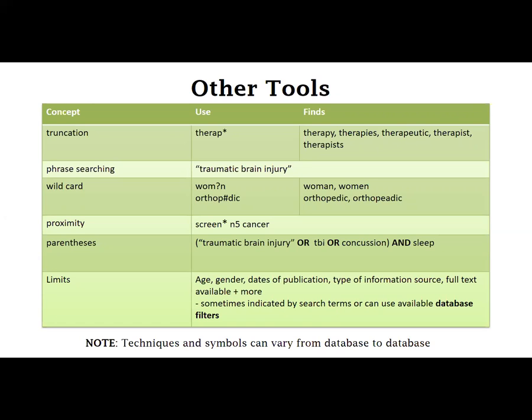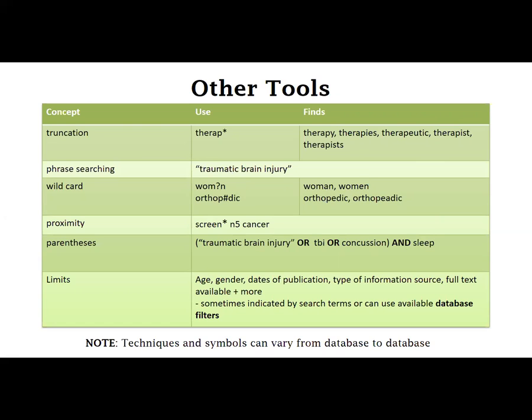Wildcard symbols allow for variations within a word. Sometimes words are spelled in more than one way, or you can indicate a plural in the way I have here with woman or women, orthopedic, or US versus UK spelling, the British spelling. What the wildcard symbol is, whether it might be the hashtag or a question mark or sometimes an exclamation point, depends on the database. And if you use their help features, they'll have an indication of what the wildcard symbol should be.